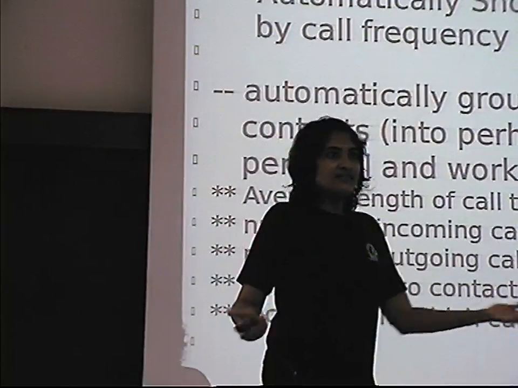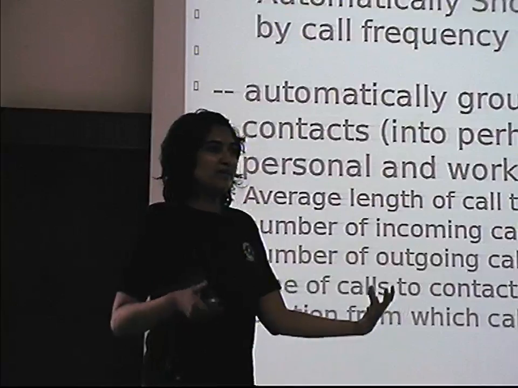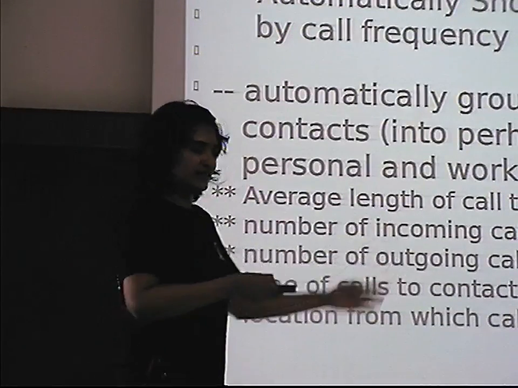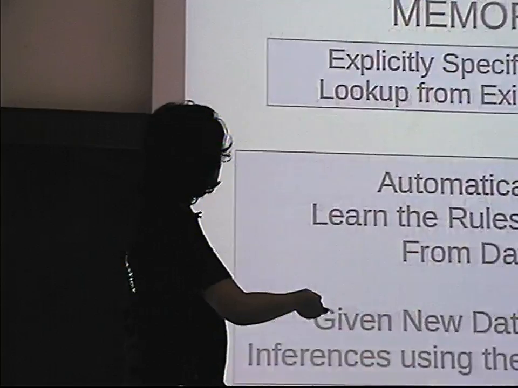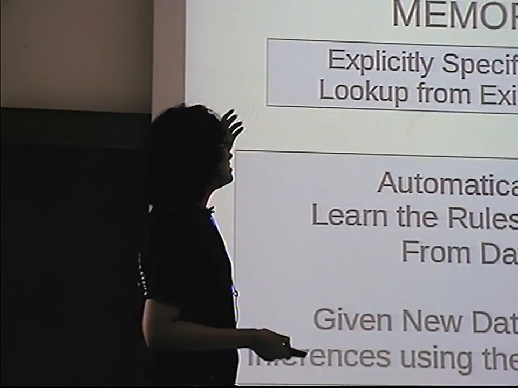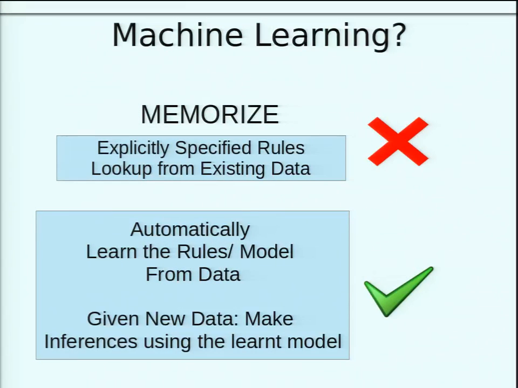So I think all of you are fairly clear now what we mean by learning and what we do not mean by learning here, right? Just to summarize, learning is not memorization or explicitly specified rules, but we want to automatically learn some rules or some sort of a model from data and use that to make some real world predictions or come up with some useful outcomes, right?